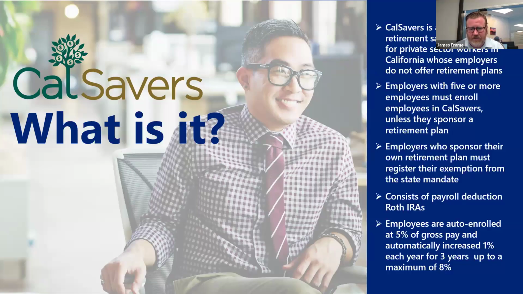Point 3, and this is the important one. Employers who sponsor their own retirement plan must register their exception from the state mandate. Okay, just because you have a plan already in place, you're like, hey, James, I've had something set up for 15 years, 20 years, I'm good to go. That is not the case. You still have to go to the website, you still have to register for it. There's not any real big consequences if you don't. You're just going to get a bunch of paperwork and you're going to get hassled a bunch.